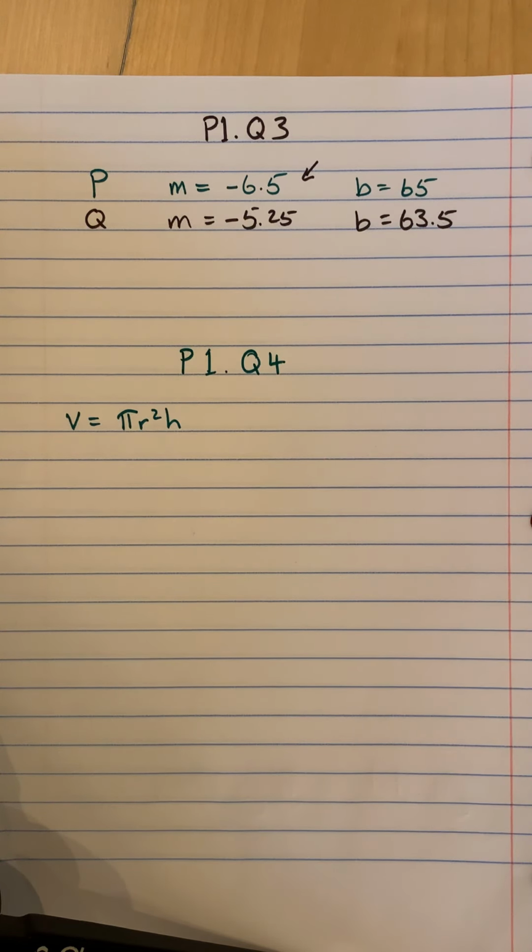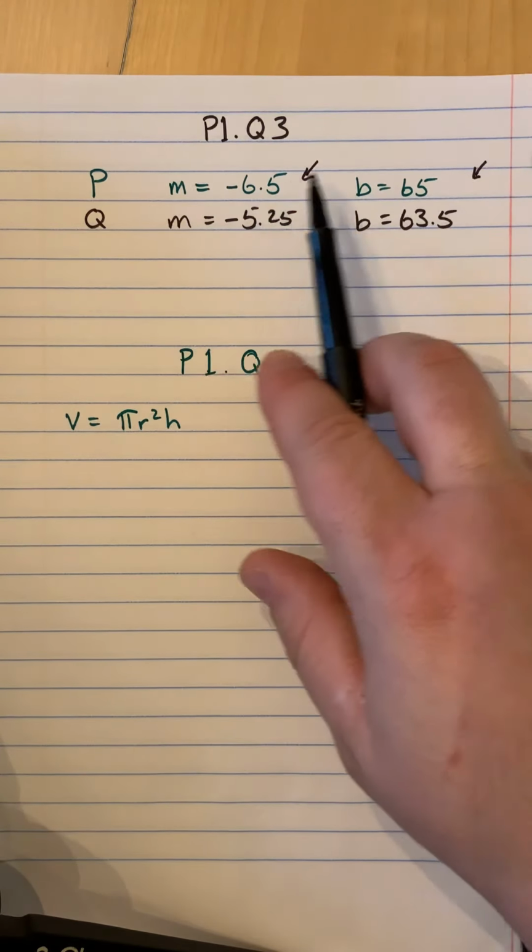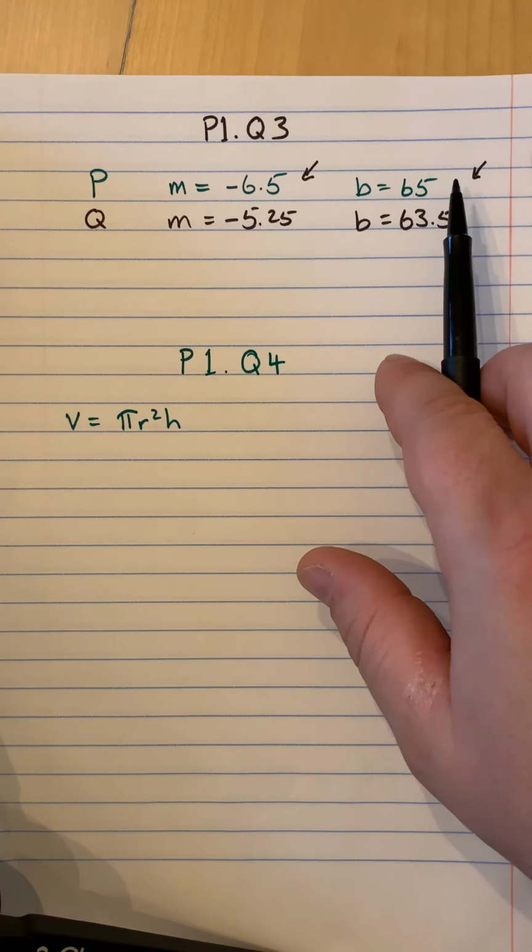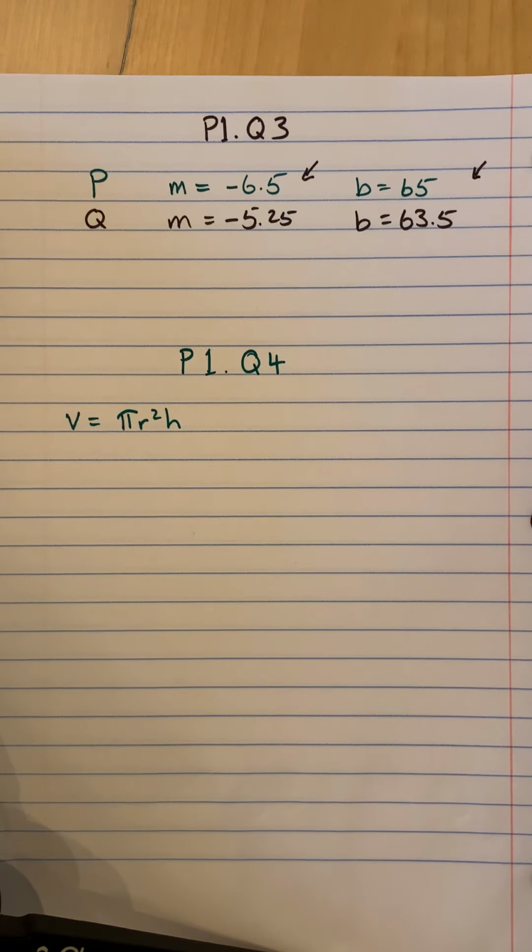The other part of the question is which tank had a lesser or greater amount at the beginning. So if we can see where B, or the y-intercept, or the starting amount for tank P was 65 gallons, and for Q it was 63.5, so P had a greater starting amount. So P has a greater rate and a greater starting amount. Now we just have to determine which one of those options, A, B, C, or D, says that.